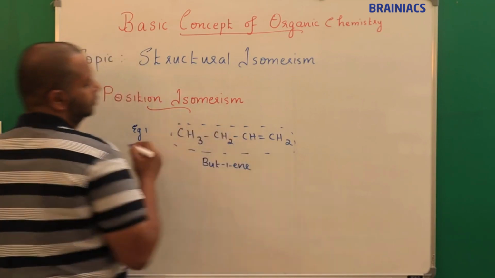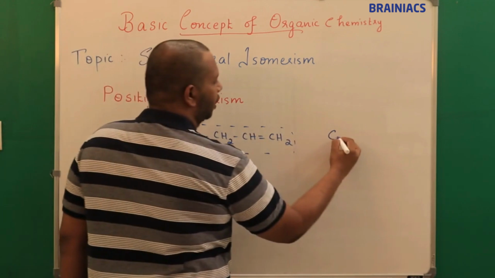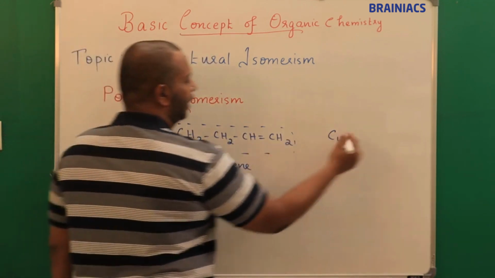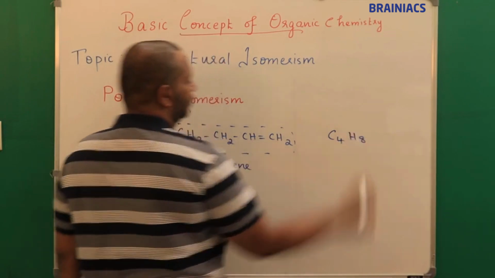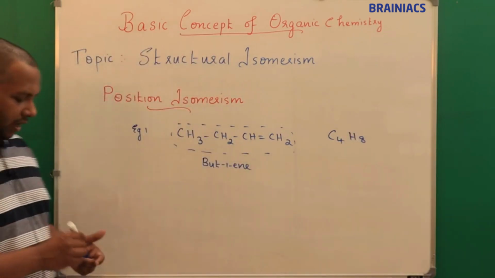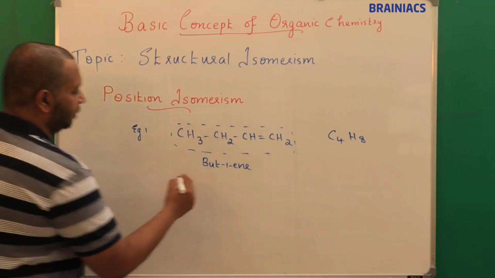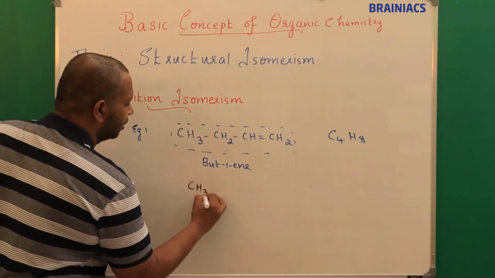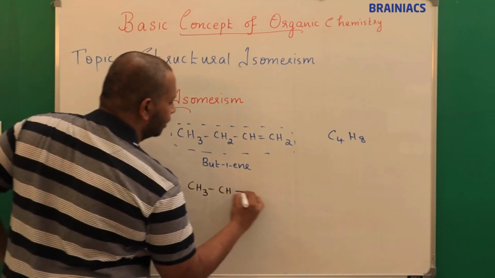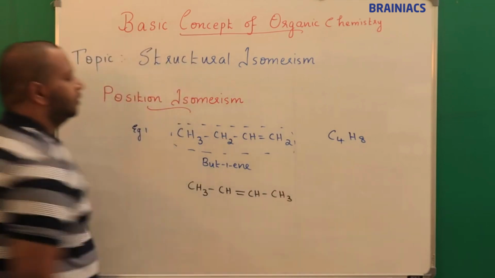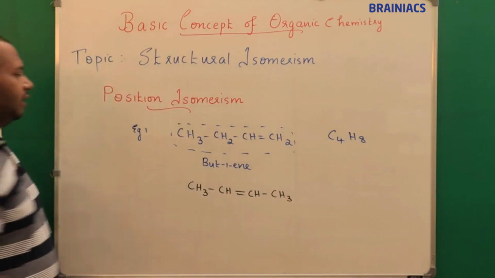But-1-ene. And what is the formula? 4 carbon atoms. So C4, hydrogen 3 plus 2 is 5, plus 1 is 6, plus 2 is 8. C4H8. Now I am drawing another compound, and you need to tell me how these two are related. CH3 CH double bond CH CH3. This is the compound. Now how can you relate this?